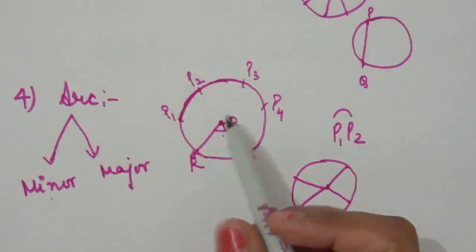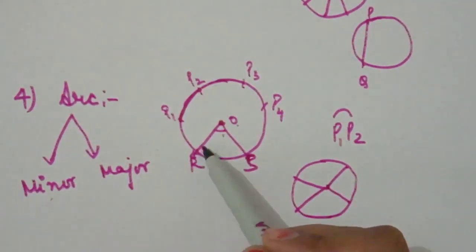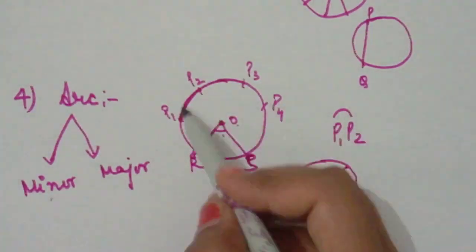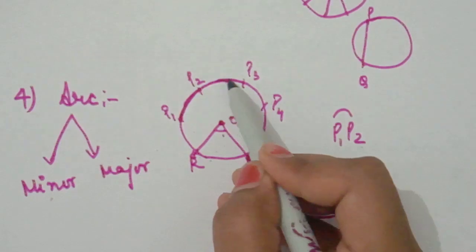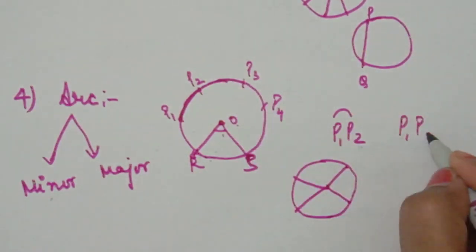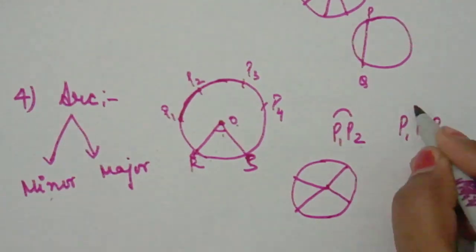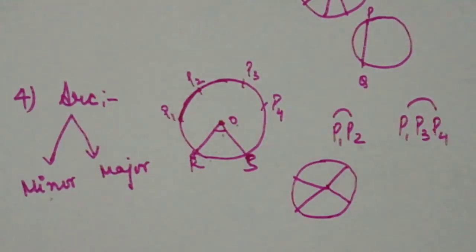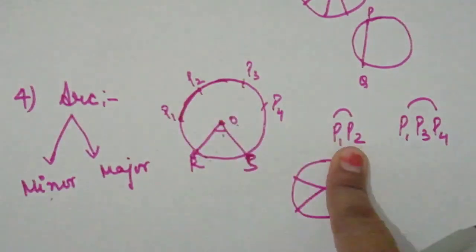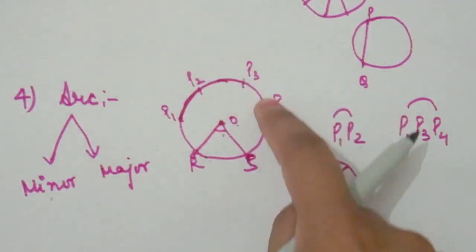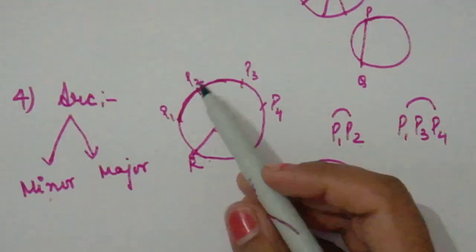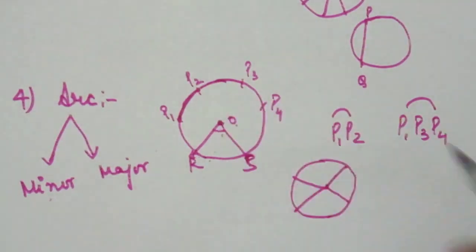We can do one thing when we are talking about minor and major in a circle. If we are talking about the arc P1 and P4, we can take one more point in between them. We will write like this. If we are talking about only a small piece, then we will write like this. If we are taking a large piece, then we will take one more point in between. Choice is yours. You can take P2 as well as P3.